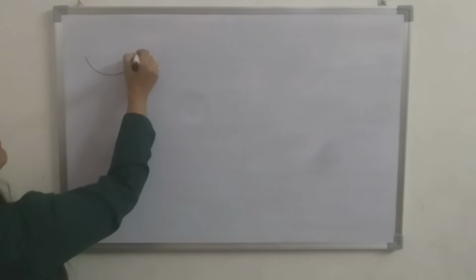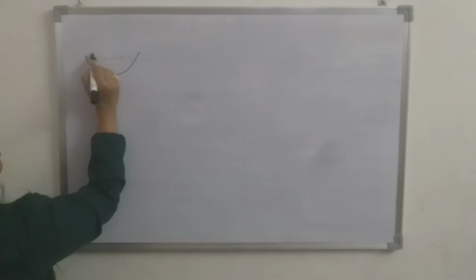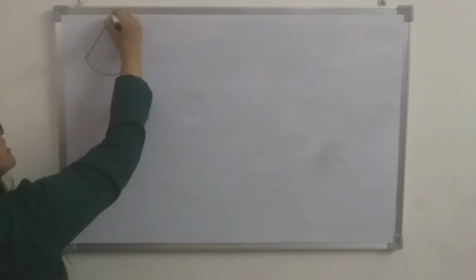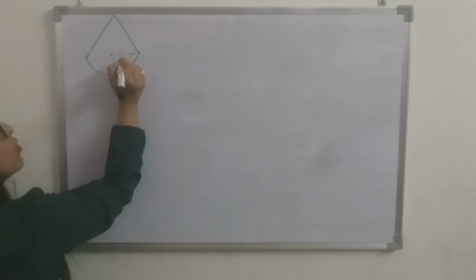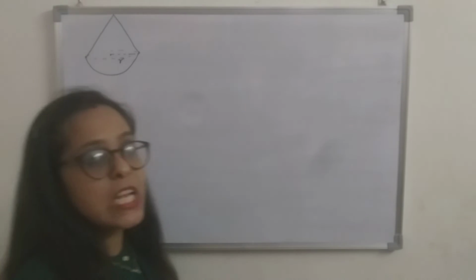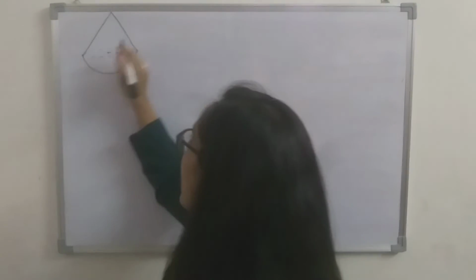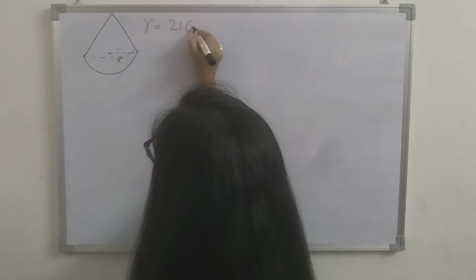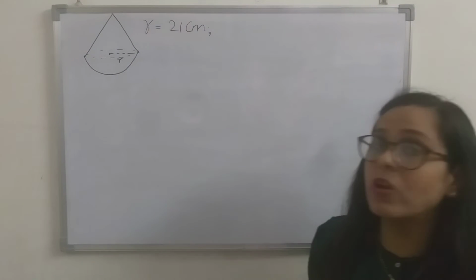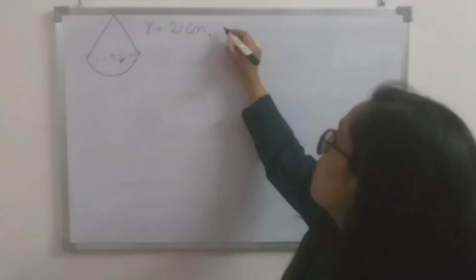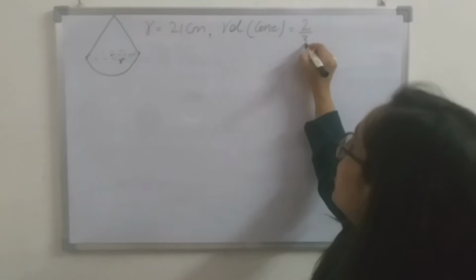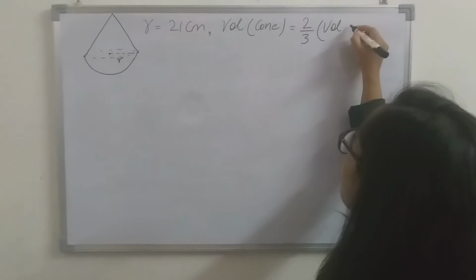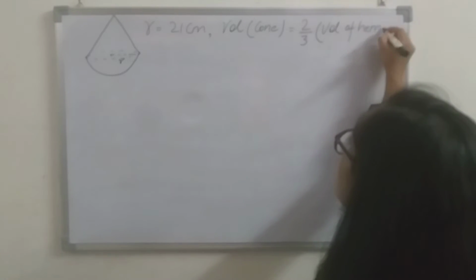So first of all I am drawing a rough diagram. A toy is in the form of a hemisphere. This is your hemisphere surmounted by a right circular cone like this, of the same radius as that of the hemisphere. This radius is r. If the radius of the cone is 21 centimeter, this r is given to us, which is 21 centimeter, and the volume of the cone is 2 by 3 the volume of the hemisphere. It is also given.